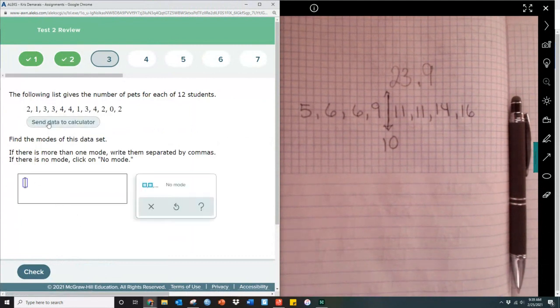Now it says the mode. The mode is, we don't have to send this to the calculator. All we got to do is go ahead and look for the number that's occurring most often. So we look at 2, and 2 is repeated 3 times. 3 is repeated 3 times. 4 is repeated 3 times. And 1 is repeated twice, and 0 is repeated once. So now that means we have 3 modes: 2, 3, 4.